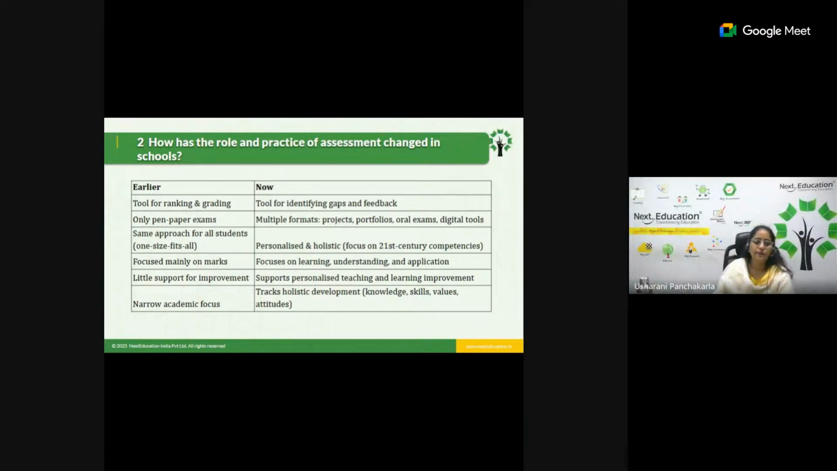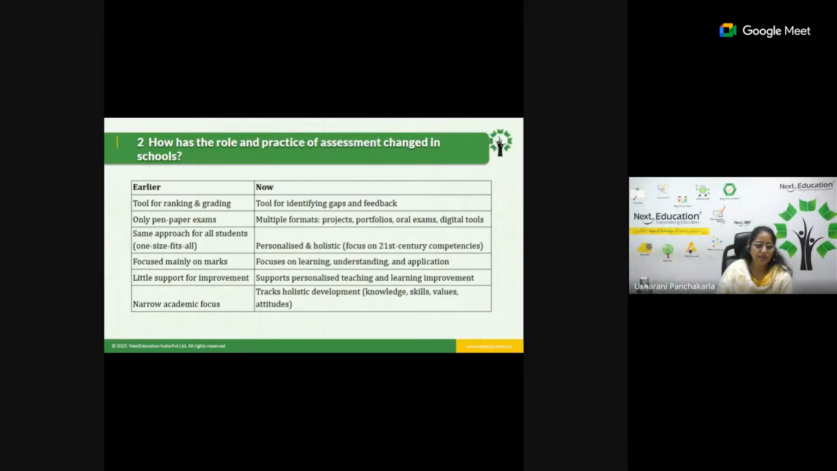Okay, so now coming to the pen and paper exams, right now we have multiple formats. Earlier we used to have only written exams using pen and paper, but now we have multiple formats like projects, portfolios, oral exams, and digital tools. Everyone knows what a project is. It's something doable, where it can be an individual project or a group project, which I'll be showing in the upcoming slides.